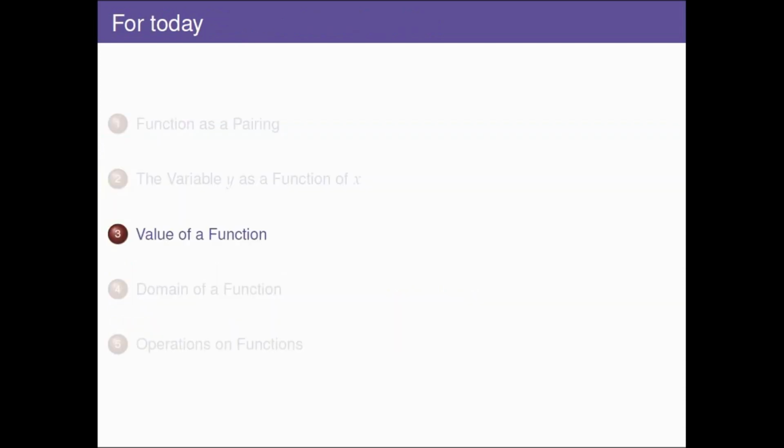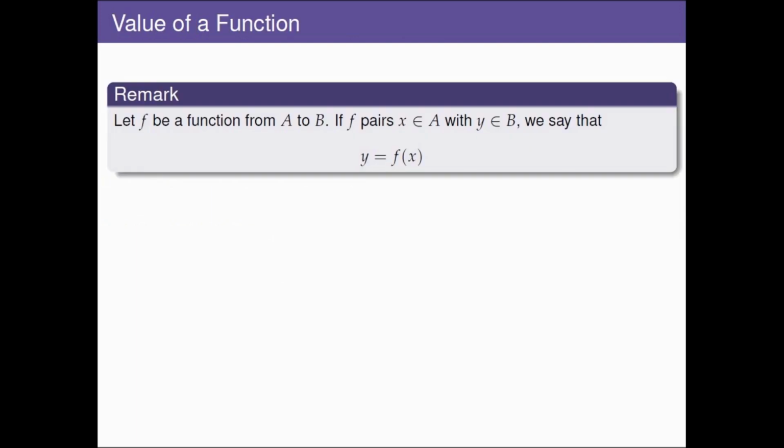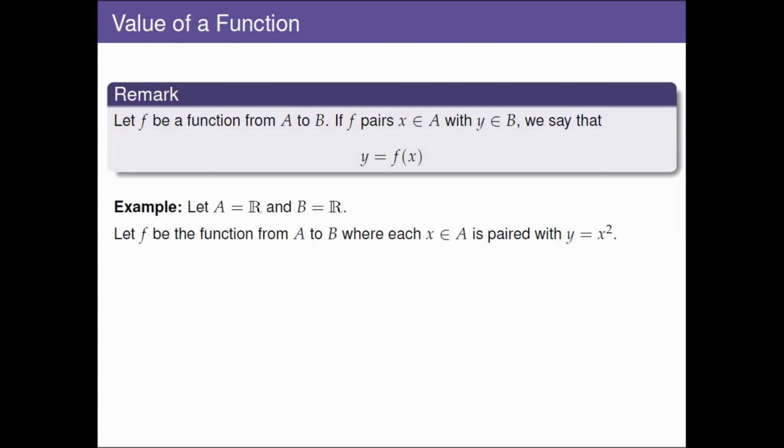So let's proceed with finding the value of a function. If f pairs x with y, we say that y equals f of x. We go back to our very first example. Let f be the function where each x in A is paired with y equals x squared. Since x is paired with y equals x squared, then f of x equals x squared.